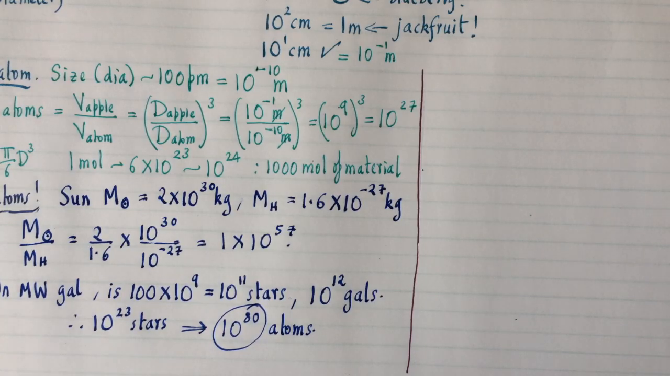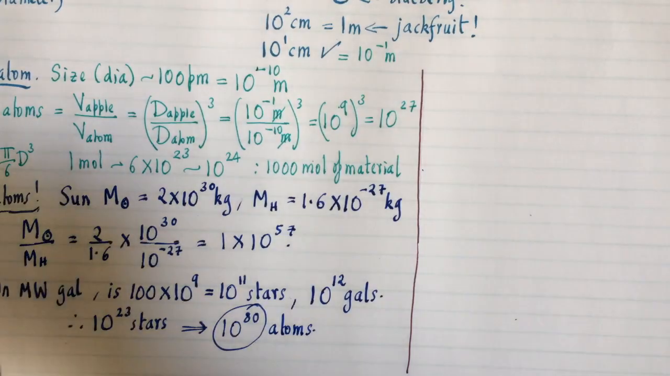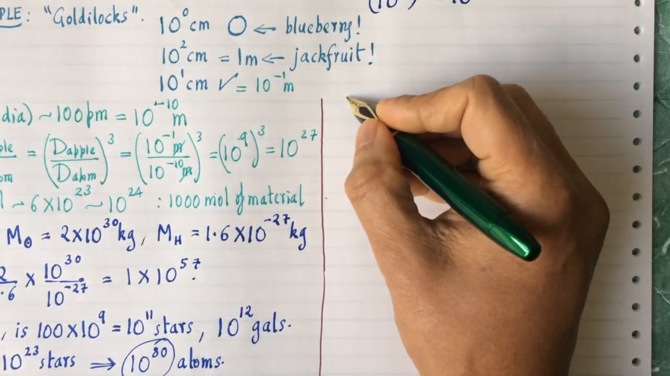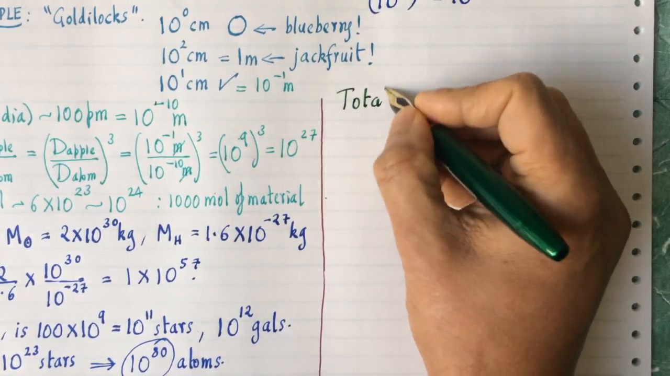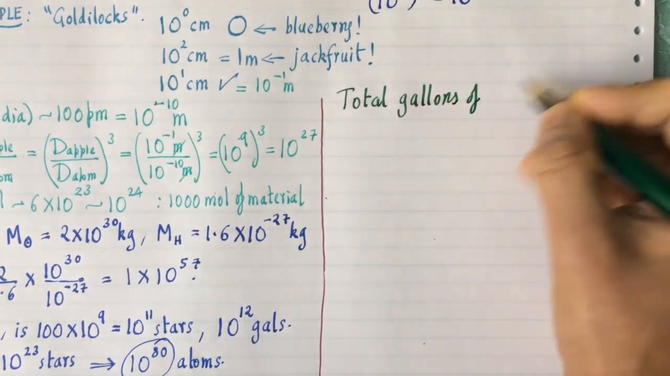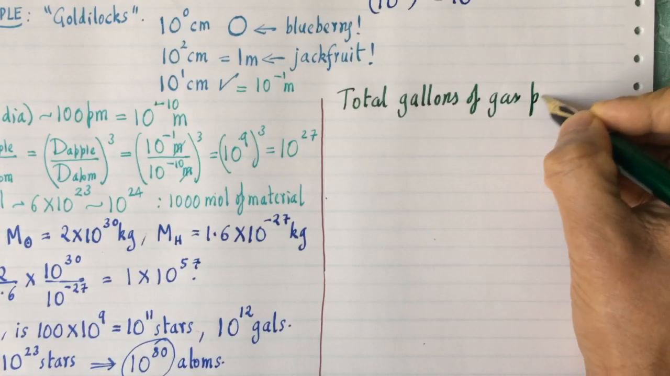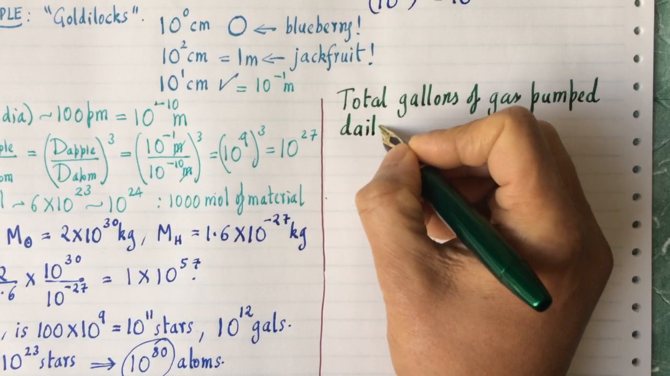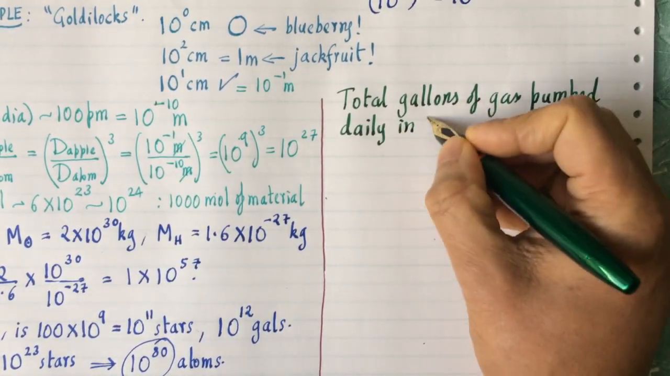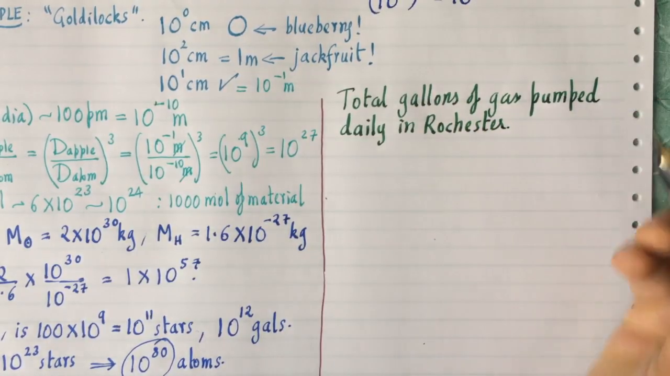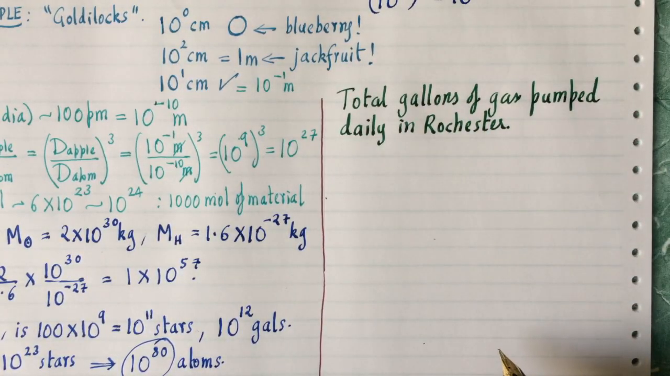So I actually want you to go out and estimate various things, various crazy things. For example, to keep it local, let's find the total number of gallons of gas pumped in Rochester daily. Now again, the painful way to do this is to go around and ask all the gas stations for their receipts and add it up. And who wants to do that? It's better to just think.